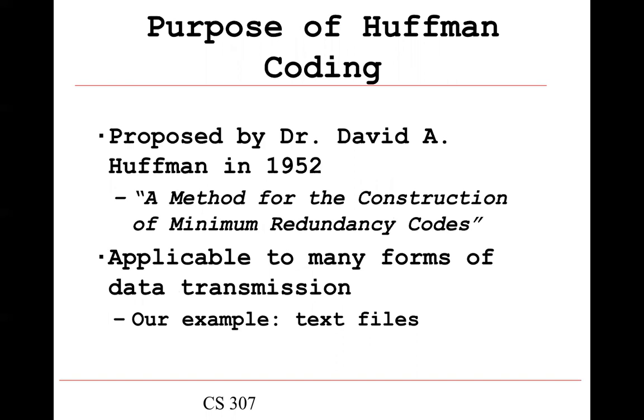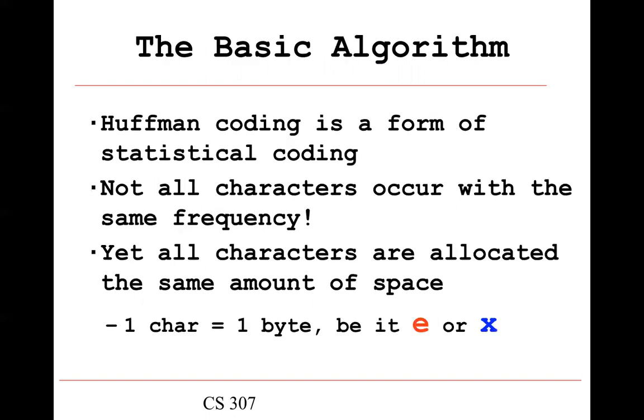And Huffman coding was invented a long time ago, and it's very useful. The principle behind it is statistical coding. In one text, not all characters occur with the same frequency. For example, some characters occur a lot, and sometimes some characters like Z are not very common. So we can use an encoding that uses fewer bits to encode the most frequent characters.